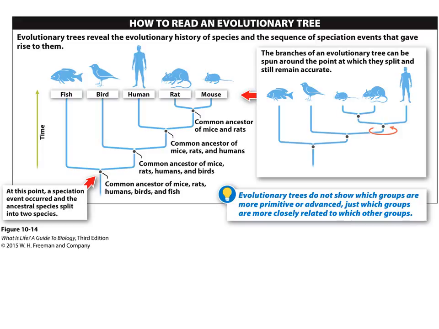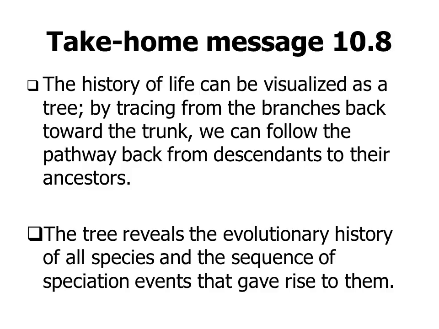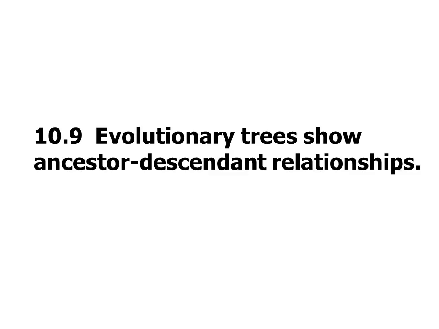The branches of an evolutionary tree can be spun around the point at which they split and still remain accurate. So no matter how I draw the final ordering on top, as long as those branches are in the right order, then my tree is accurate. The history of life can be visualized as a tree. The tree reveals the evolutionary history of all species, and here's an important part, the sequence of speciation events that gave rise to them.